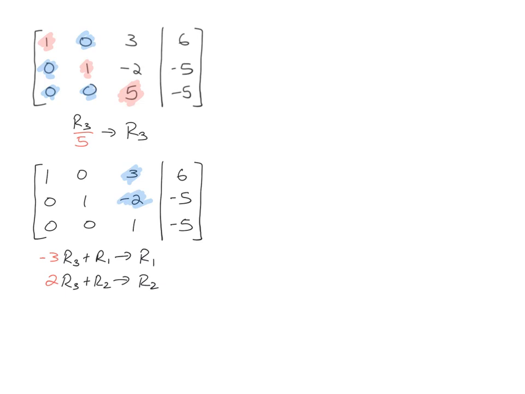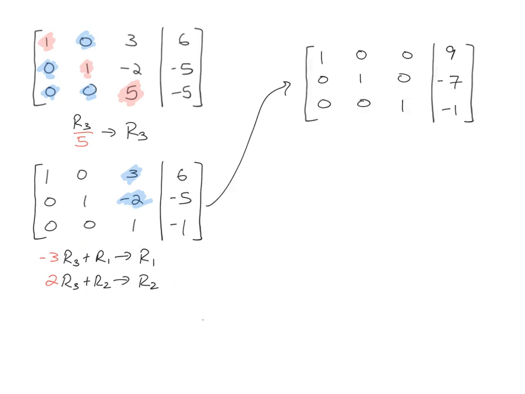And I realized I just made a very large error here. In dividing row 3 by 5, I actually should have divided this number by 5. So that should be a -1. There we go. Now we can continue and get the final matrix after performing these 2 row operations.